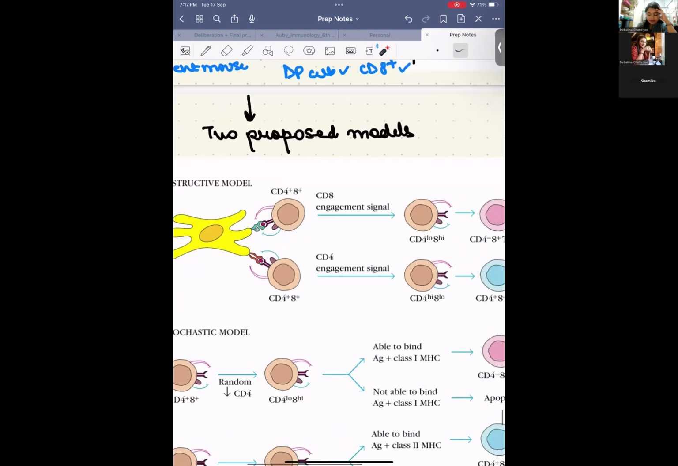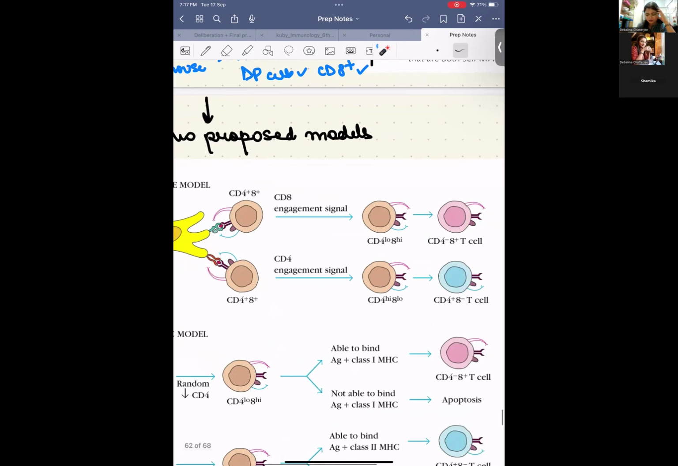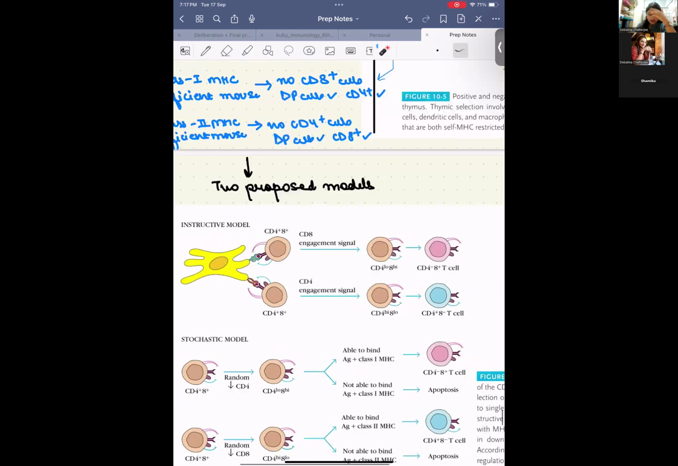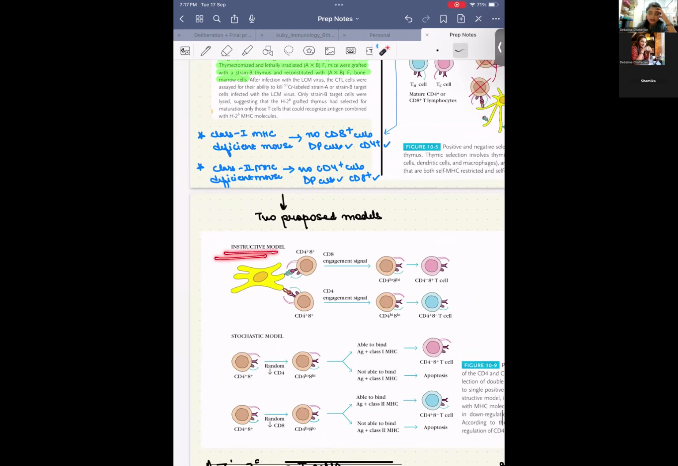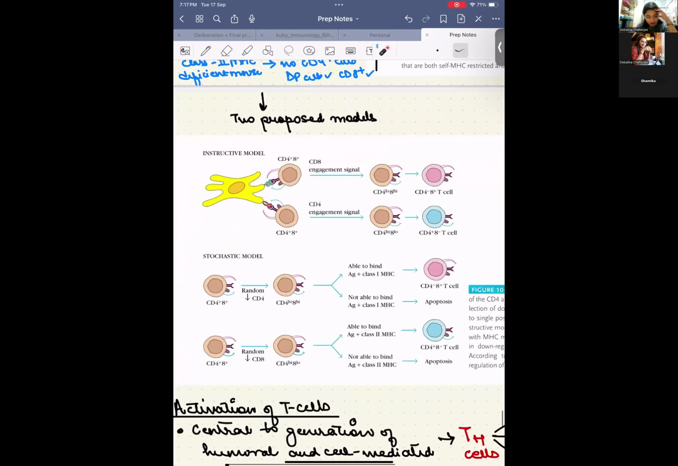On the contrary, if this double positive cell engages its CD4 co-receptor to interact with the MHC2 molecule, this engagement is going to further augment the expression of CD4 and decrease the expression of CD8, so that we have a CD4 positive and CD8 negative T cell, or a T helper cell. So this hypothesis is termed the instructive model.